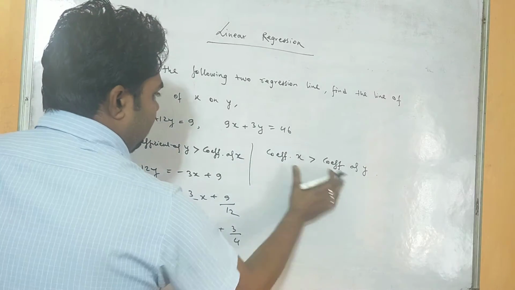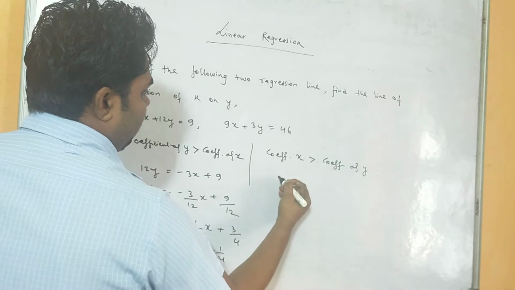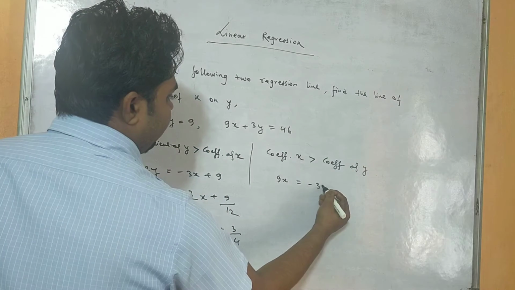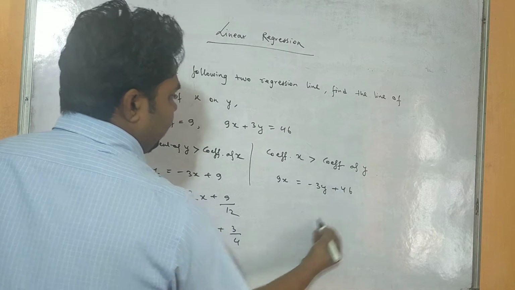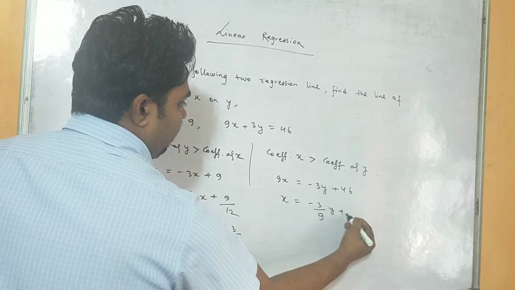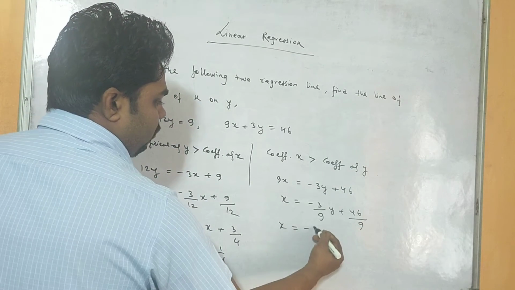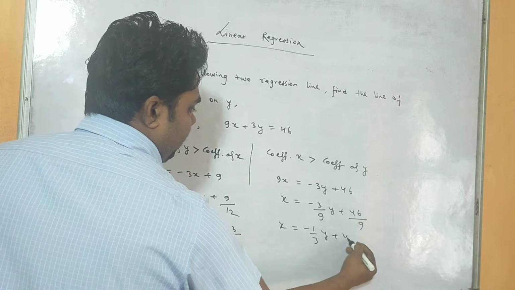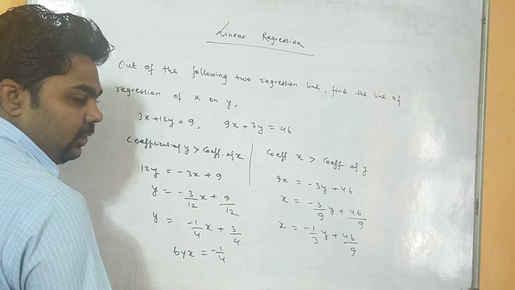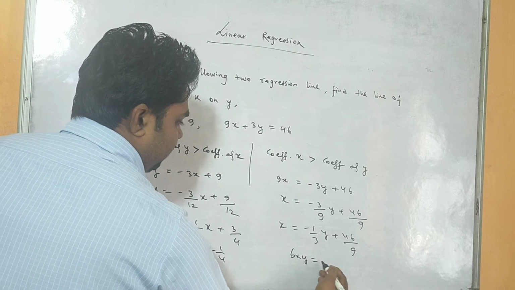And here, the coefficient of x is greater than the coefficient of y, so I will keep 9x as it is. This one I will take to the other side, minus 3y plus 46, right? Or x can be written as minus 3 by 9 y plus 46 divided by 9. Or this can be written as x equals minus 1 by 3 y plus 46 by 9. We cancel 3 1 3, 3 3 9. So this is x on y, so this is our bxy.